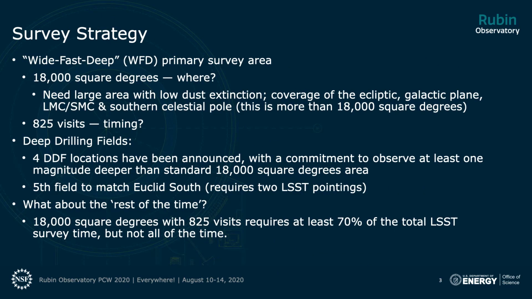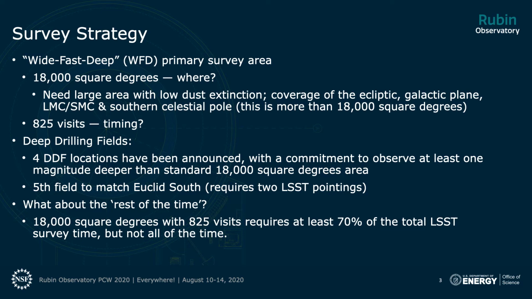So, the basic survey strategy. One of the primary questions is how should we distribute these 10 years of visits around the sky? The SRD spells out 18,000 square degrees must be covered, but it doesn't say where. This 18,000 square degrees is the wide, fast, deep primary survey area. This is what gets most of the visits for the survey.